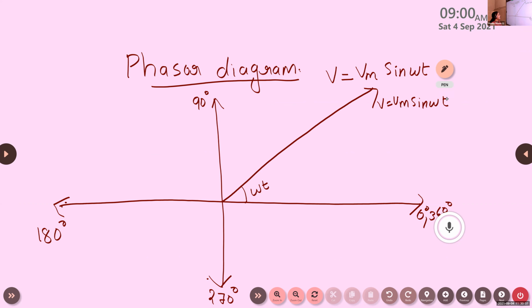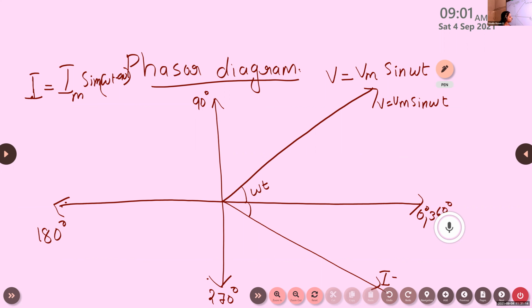But what about the value of current? I is equal to Im sin (omega t minus 90). That is, the current lags the EMF by an angle of 90 degree. It is shifted by an angle omega t minus 90. This represents I is equal to Im sin omega t.